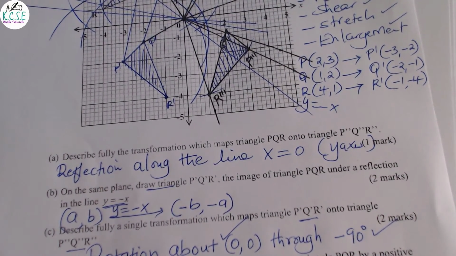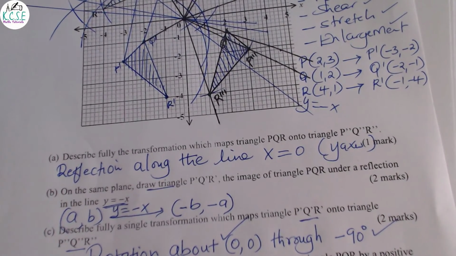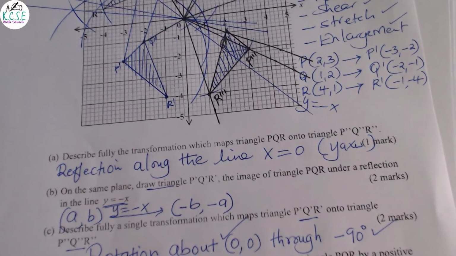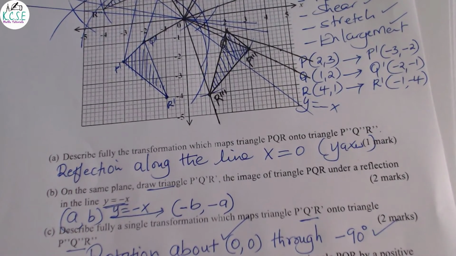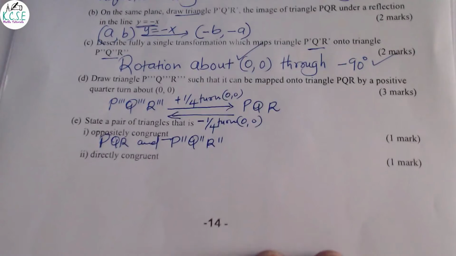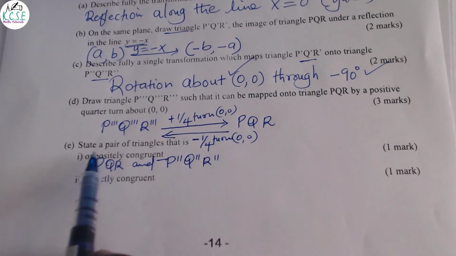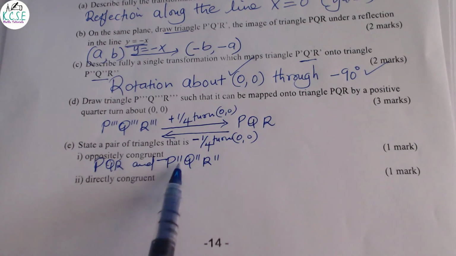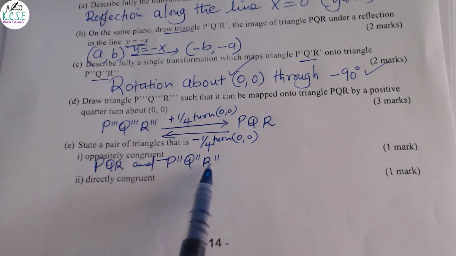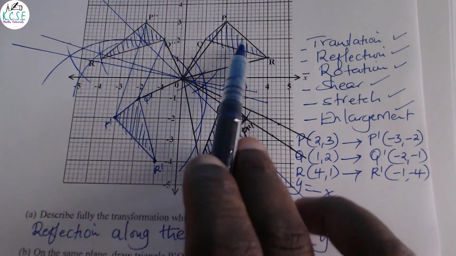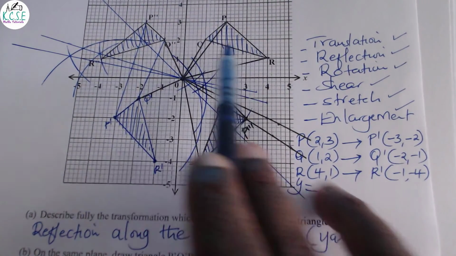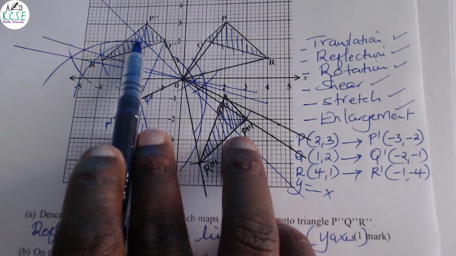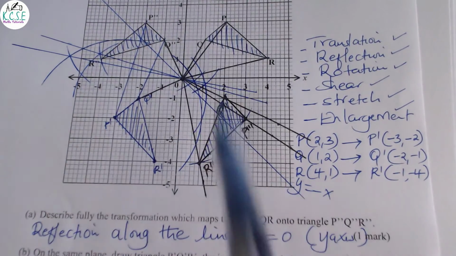So PQR and P double prime, Q double prime, and R double prime. So those two. So the pair that is oppositely congruent: PQR and P double prime, Q double prime, R double prime. So those ones, you have to turn over this one completely, not just sliding. You have to turn it completely so it can fit onto this. The same case to this.